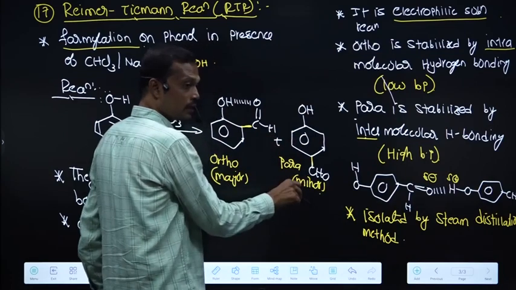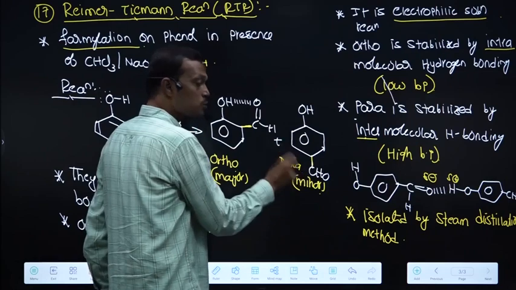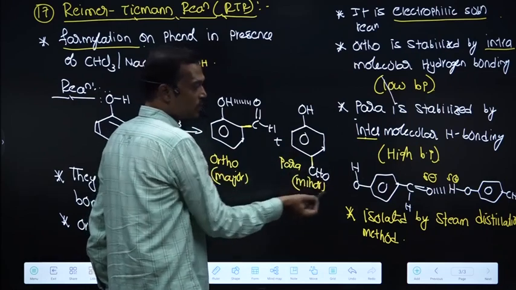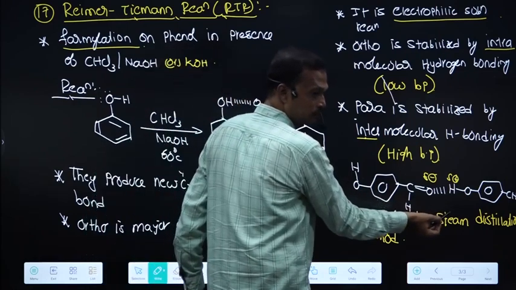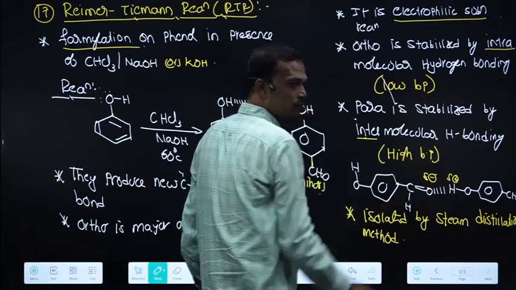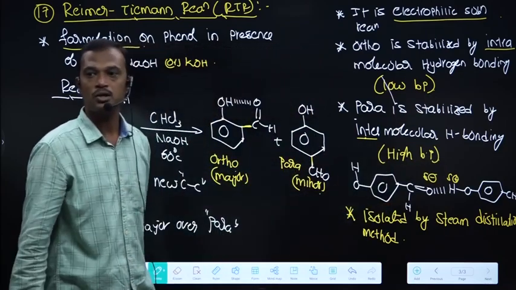Even though it is minor, its boiling point is very high. Why? Because it is stabilized by strong hydrogen bonding. And due to this boiling point, we can separate them based on the steam distillation technique.